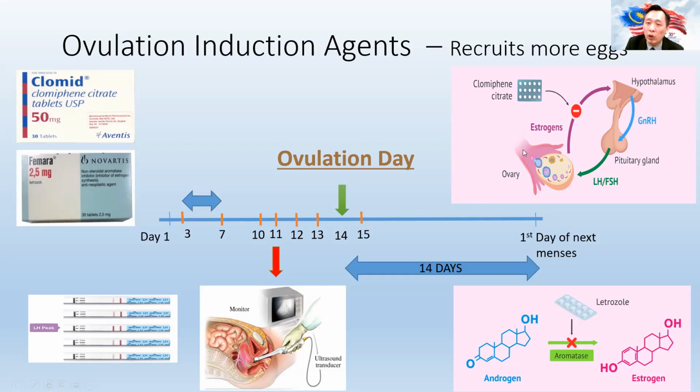On the right side, the Clomiphene citrate mechanism of action is that it is a selective estrogen receptor modulator, and Femara is an aromatase inhibitor, which inhibits the conversion from androgen to estrogen. So there is a loss of negative feedback, and the pituitary will produce more gonadotropin to stimulate the ovary to produce more eggs.